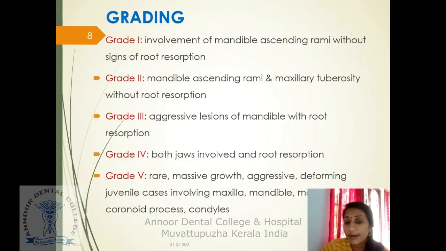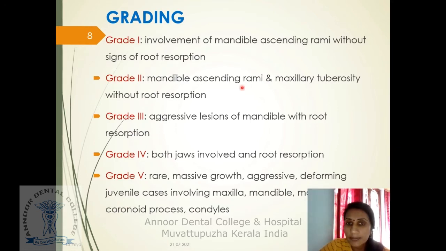Cherubism can be graded based on the involvement of the bone, so it could be related to maxillary or mandible involvement. Based on the different involvement of the bone, it can be graded from 1 to 5. Grade 1 is if it involves only the mandibular ascending rami, so the ascending ramus of the mandible without root resorption.